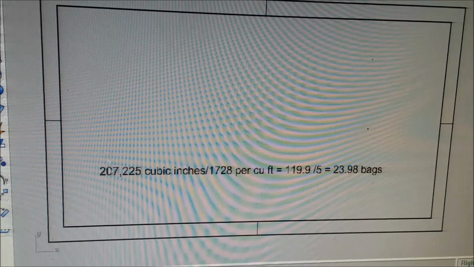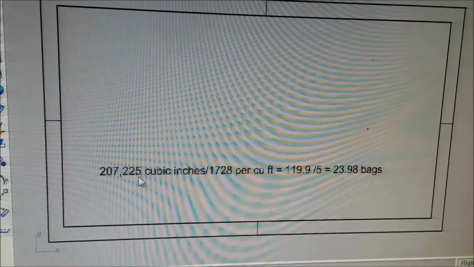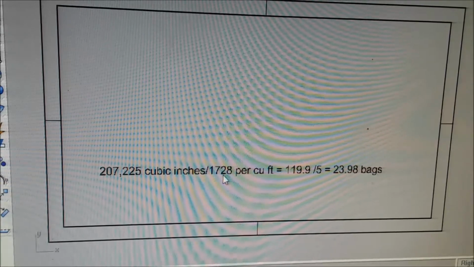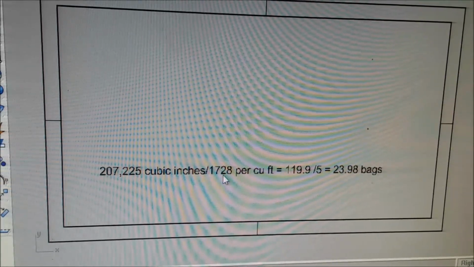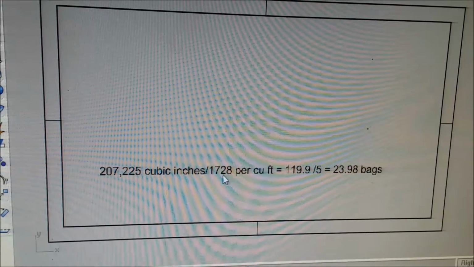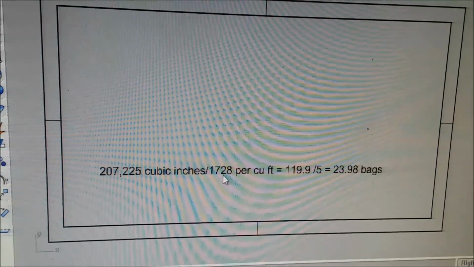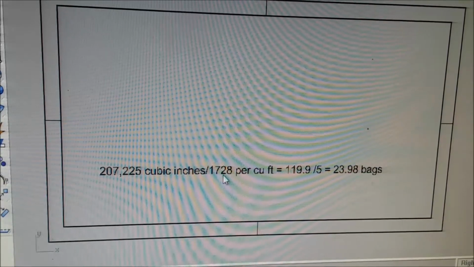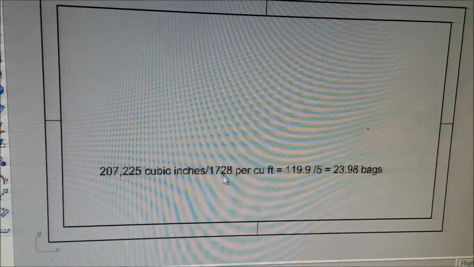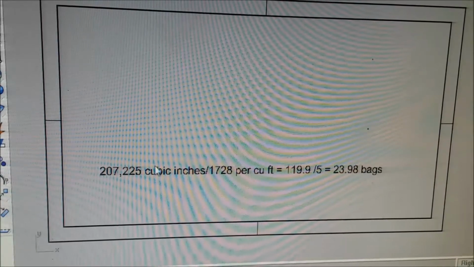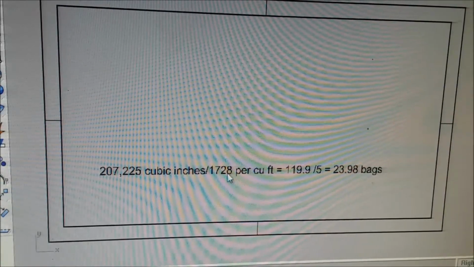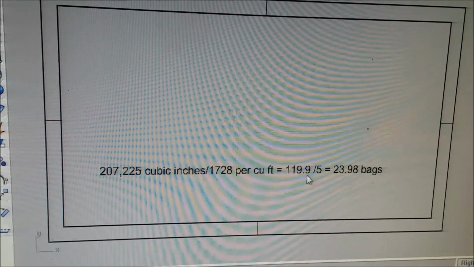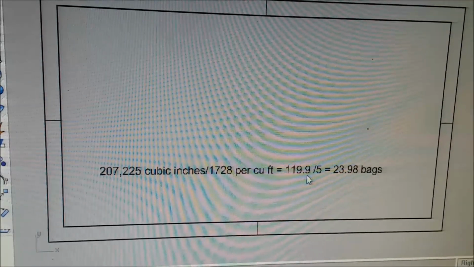Okay, so this first lift is 207,225 cubic inches. We're going to divide that by 1,728. That's 12 inches times 12 inches times 12 inches. That's the cubic inches in a cubic foot. This is a standard you use, but all it is is what 1 cubic foot is. We're going to divide the cubic inches, the whole piece of concrete, by 1,728, and we get 119.9 cubic feet.